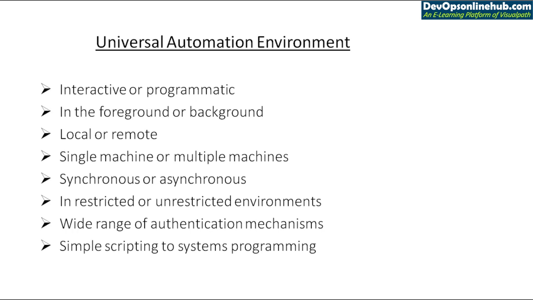Single machine or multiple machines, it allows us to perform the operations. Next, synchronous or asynchronous. Synchronous or asynchronous means if you want to do some jobs in parallel, yes, you can do that with PowerShell. Or if you want to do some jobs one after another, yes, you can do that as well. So this is also one of the greatest features of PowerShell. Next, in unrestricted or restricted environments.